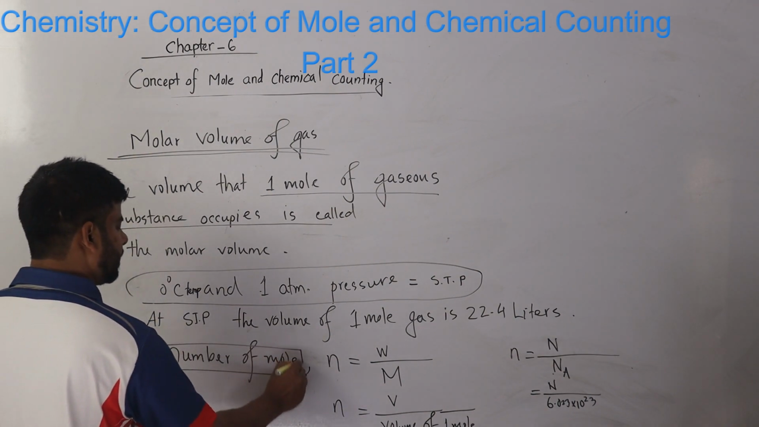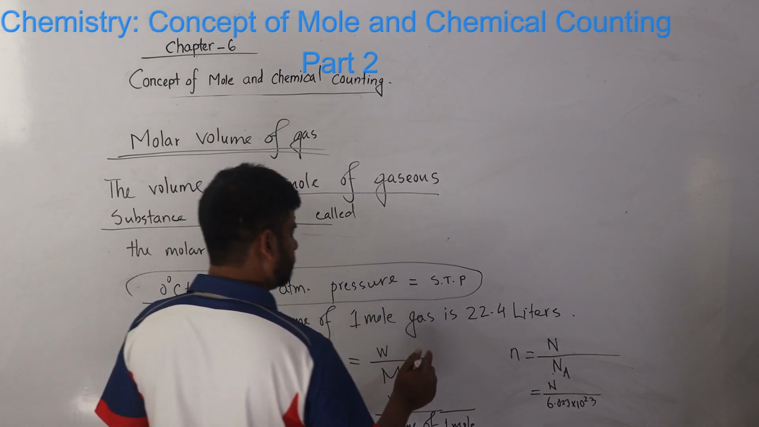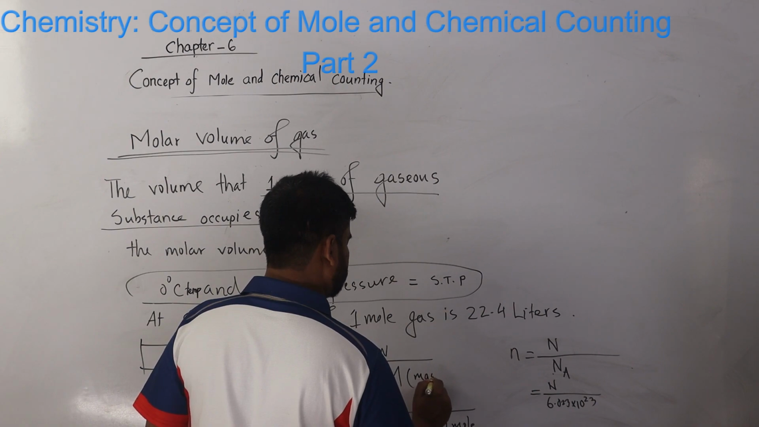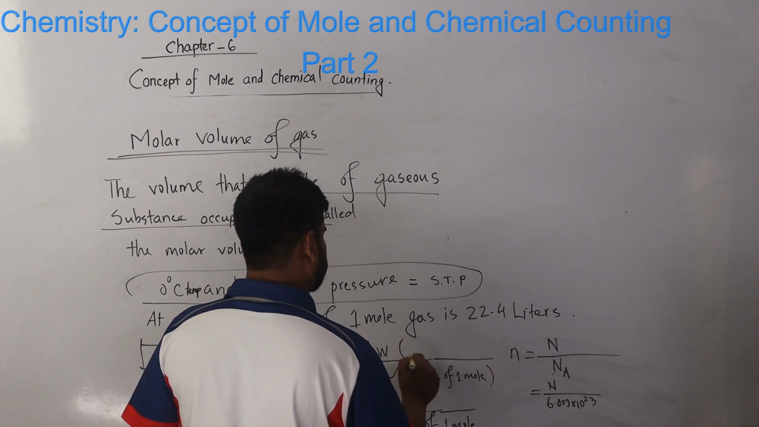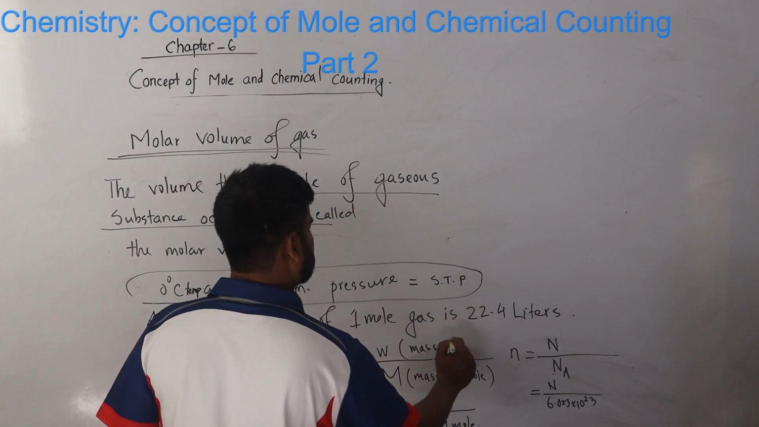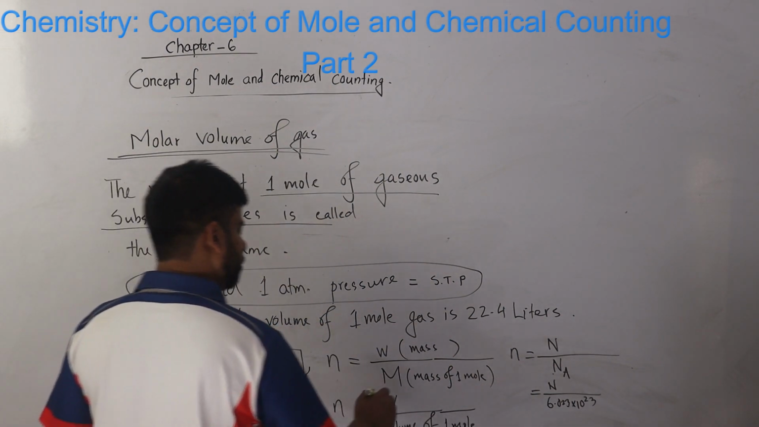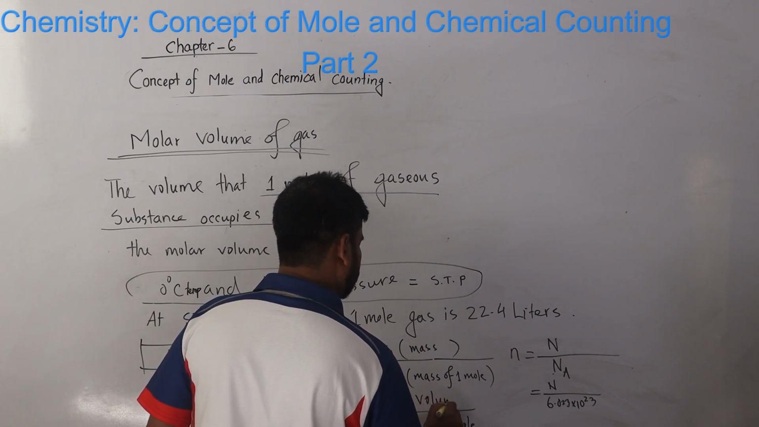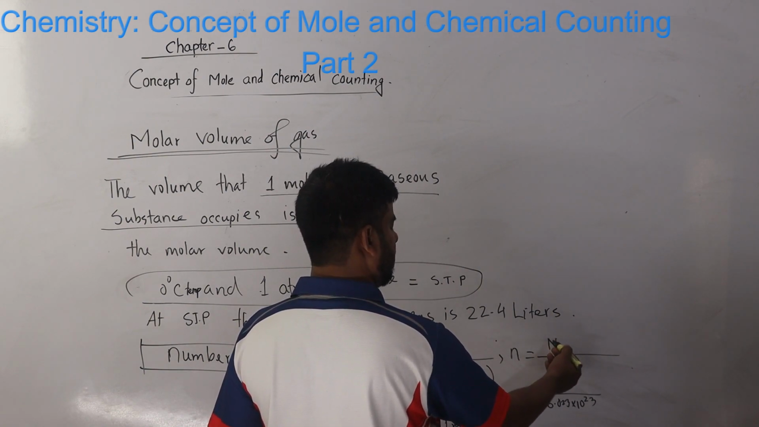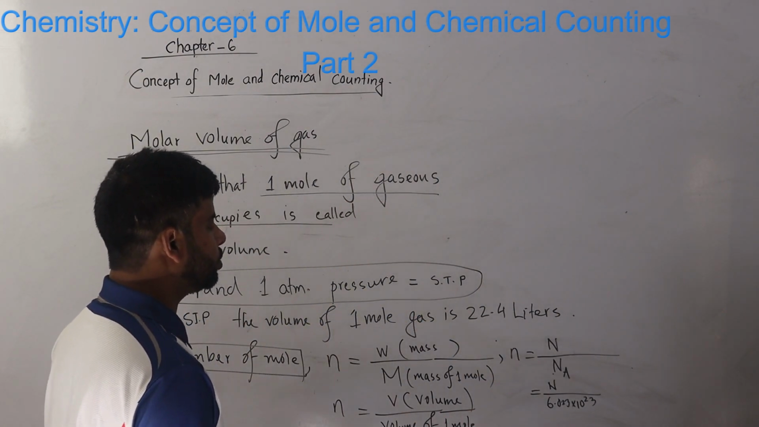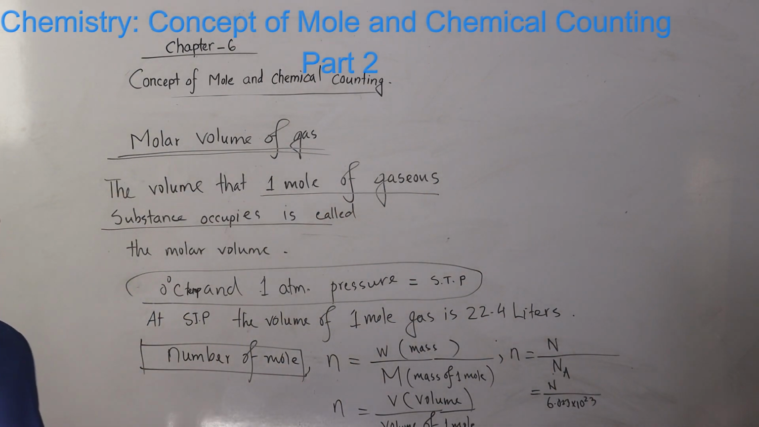So number of mole equals mass of the substance divided by mass of 1 mole, or volume divided by volume of 1 mole. Another technique: number of atoms or number of molecules or number of ions divided by Avogadro number.